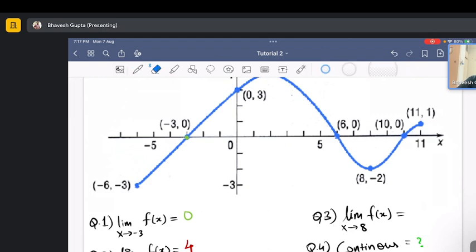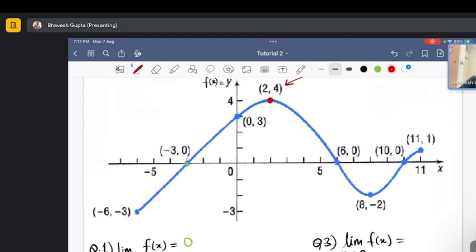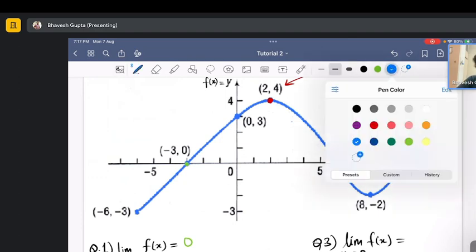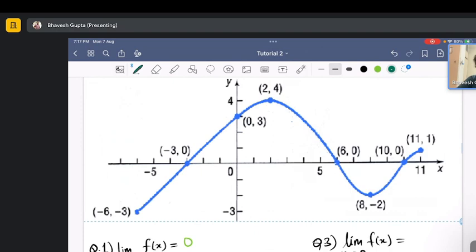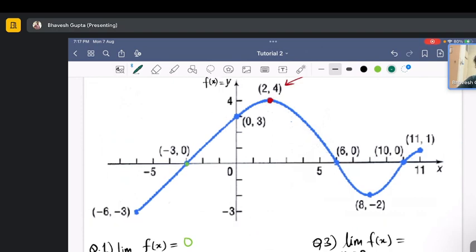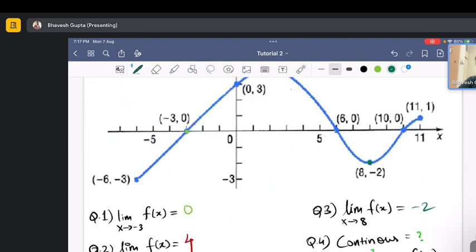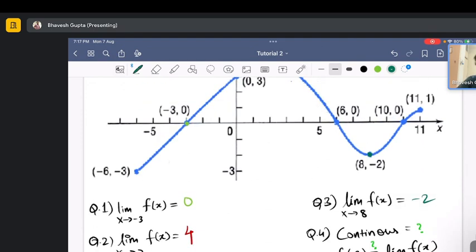And the next question asks for the limiting value of the function when x goes to 8. So here we have, yes, it's -2, exactly. So I hope you can do further questions. But the interesting question is next.